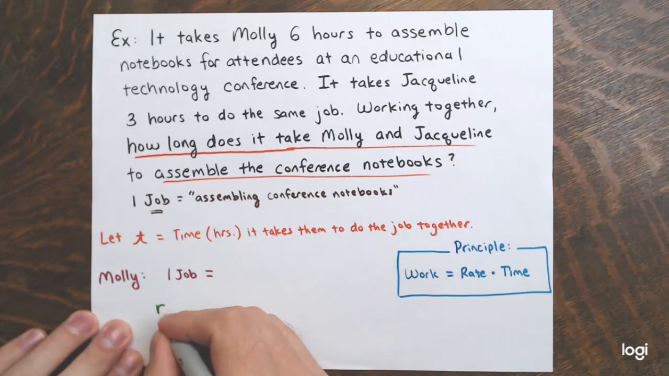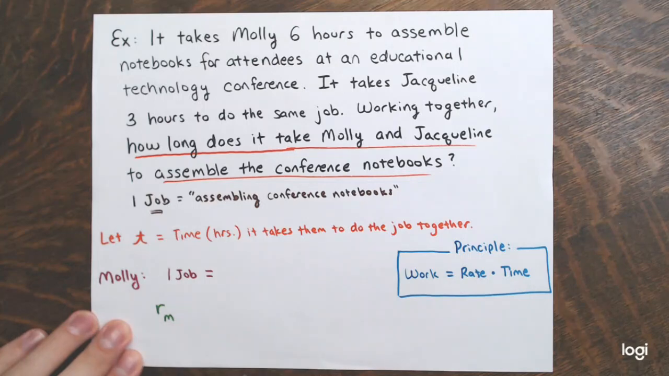with a subscript of m, because I'm going to be doing this for Jacqueline as well, and them together. Right? I'm going to have 3 of these lowercase r. So you see this very often in math, where you're seeing the same variable again, but there's a subscript implying that it's something different. So r with a subscript of m, I'll have that represent the rate at which Molly works.